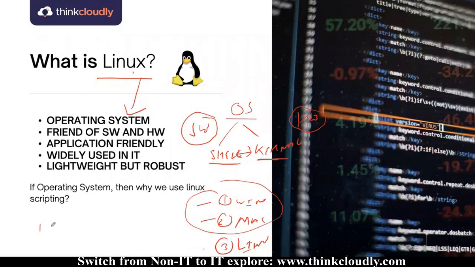You're using Netflix, right? Netflix is using a server in the background that runs on Linux, because Linux is lightweight, robust, and application friendly. That is why Linux is used widely for all the applications. Facebook uses Linux. Netflix uses Linux. All the applications are on Linux because Linux is lightweight and gives much more capabilities.